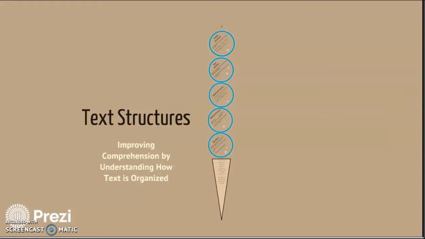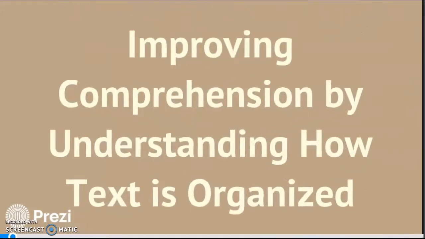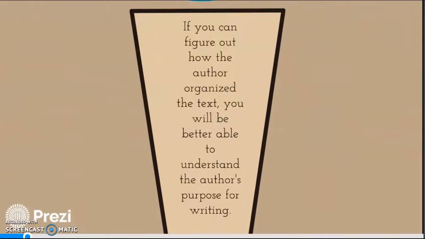We want to know about improving our comprehension by understanding how text is organized. If you can figure out how the author organized the text, you will be better able to understand the author's purpose for writing.